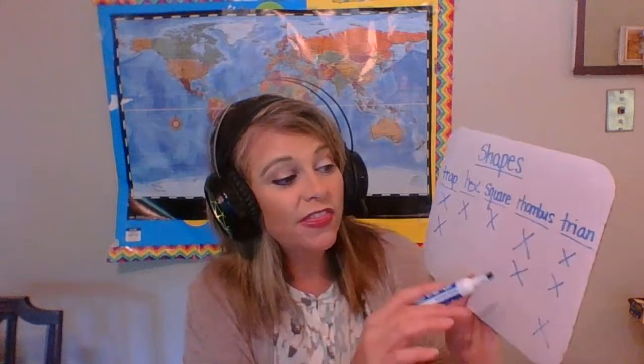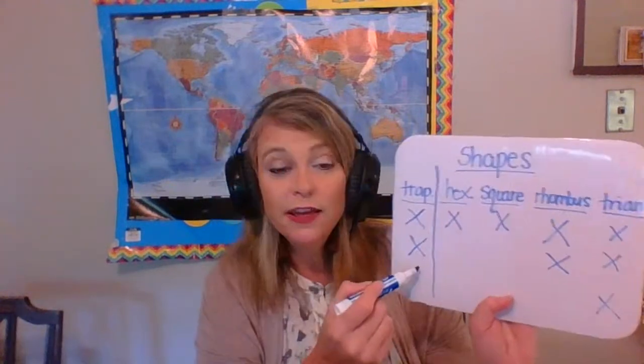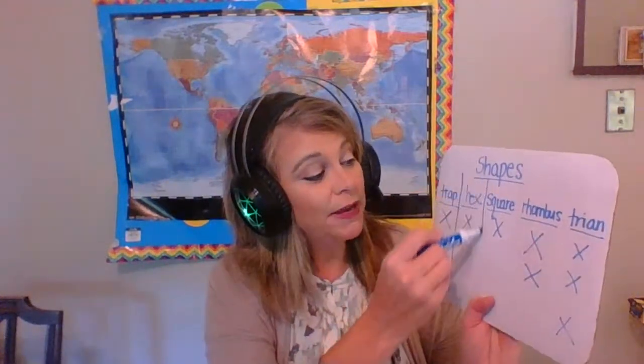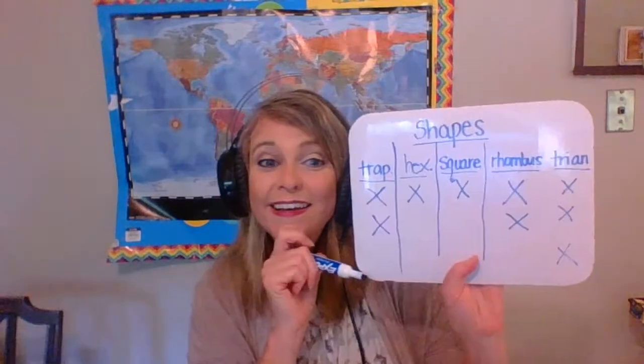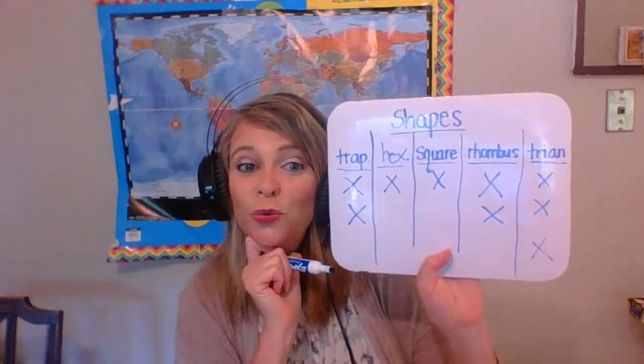Okay, now this is my way to organize my objects. These are the number of the objects that I have. I can see from this organizer that I have how many trapezoids? 2. I have how many hexagons? 1. How many squares? 1. How many rhombuses? 2. And how many triangles? 3. Very good. Okay. Now I can make a line plot.